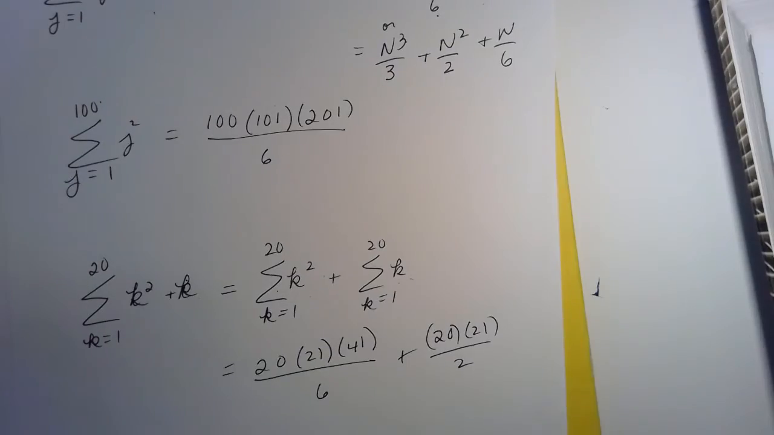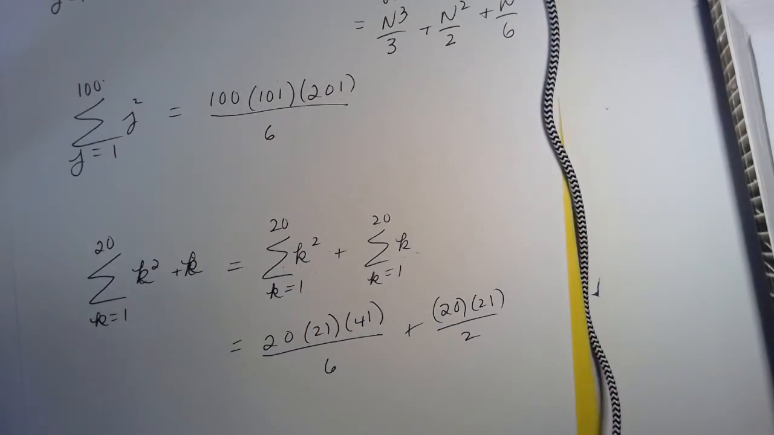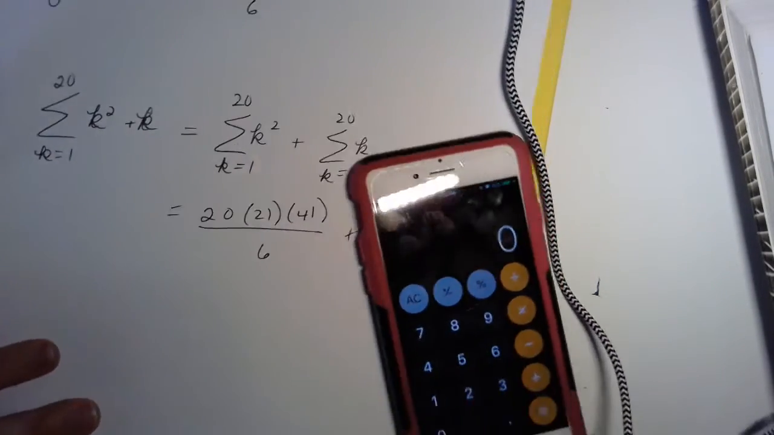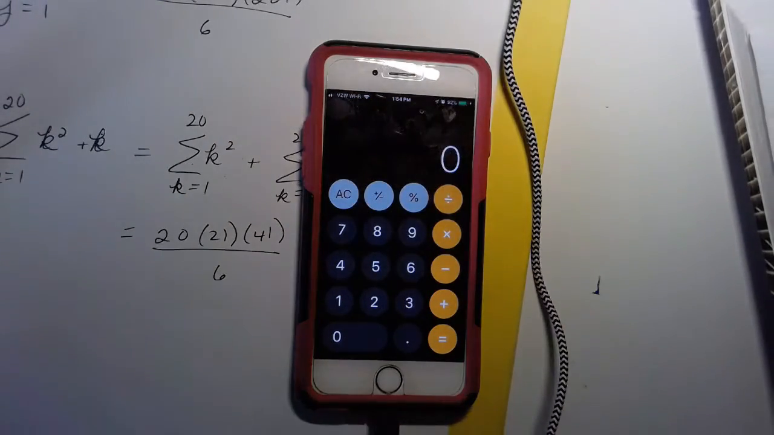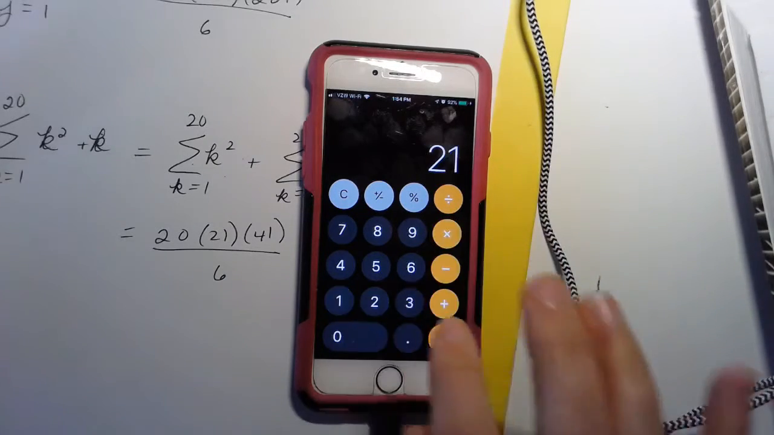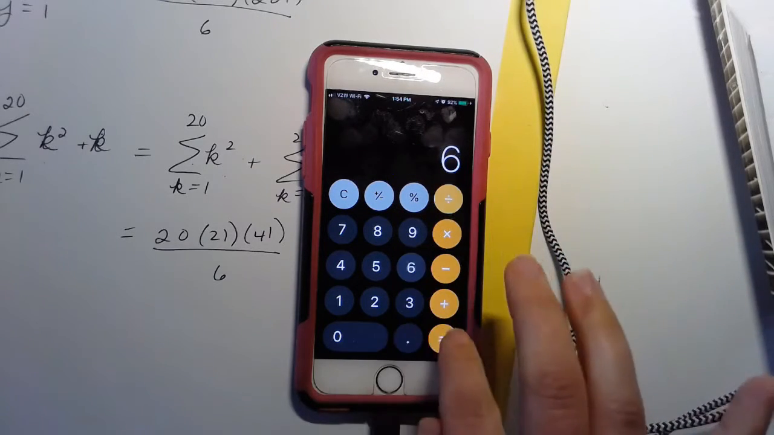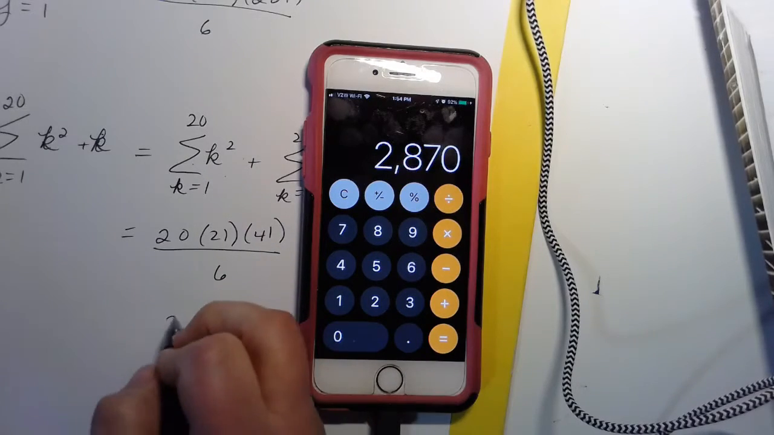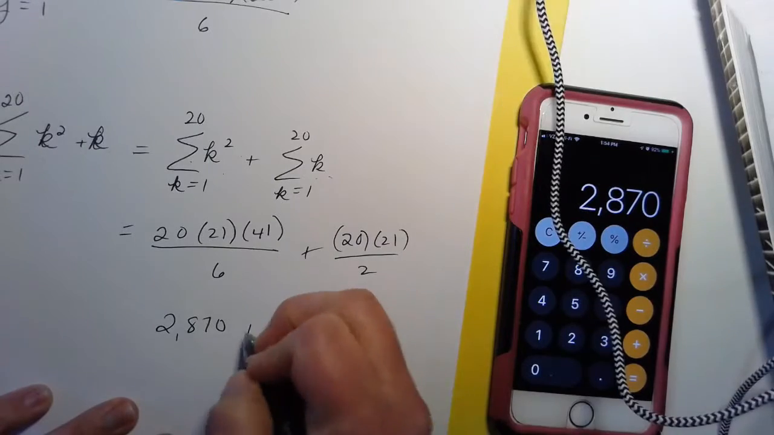Okay. So we can add some of these up if we want to. Let me pull out my calculator, or actually my handy dandy phone in this case. Let me just do the first calculation here. That would be 20 times 21 times 41, and then I'm going to divide that by 6. And so my first sum, k squared from 1 through 20, is already a pretty big number, 2,870. Glad we didn't have to add those up one by one.